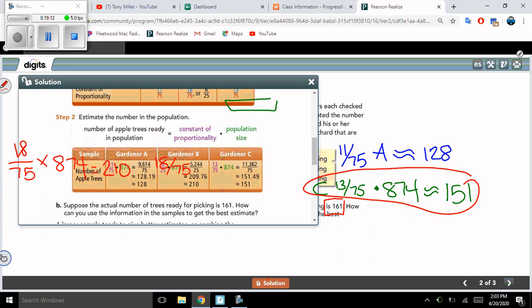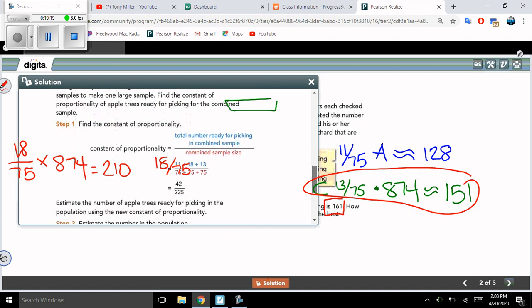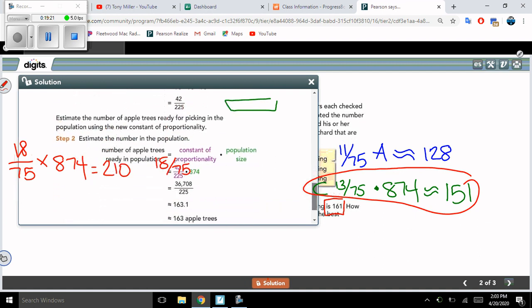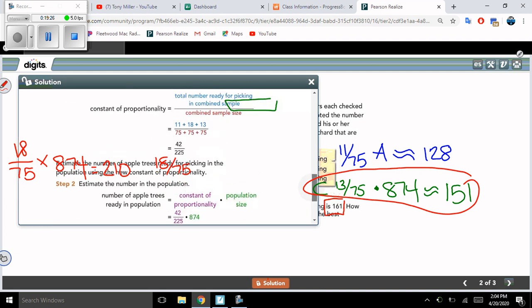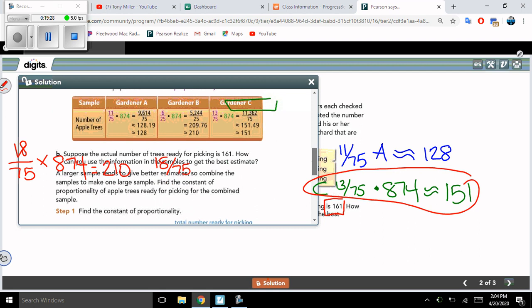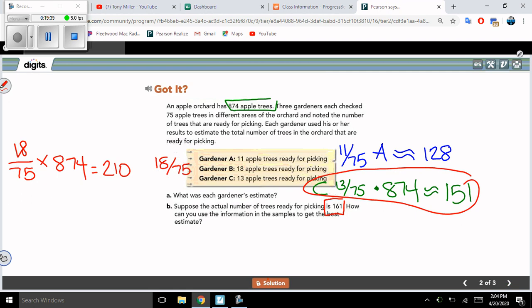And you can see they came up with the same numbers I did, 128, approximately 210, 151. And once again, we're looking at, let's see, what are we doing? I must have missed a step here. So there are those numbers right there. How can you use the information? Larger samples tend to get better estimates. So if we combine those, we could find the COP. How close are we going to be if we combine those? Okay. How can you use the information best?